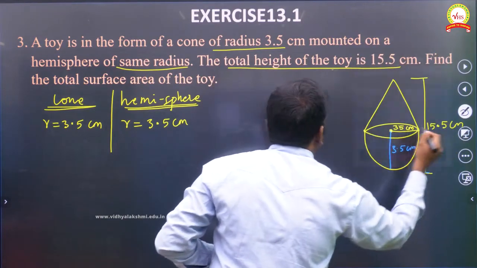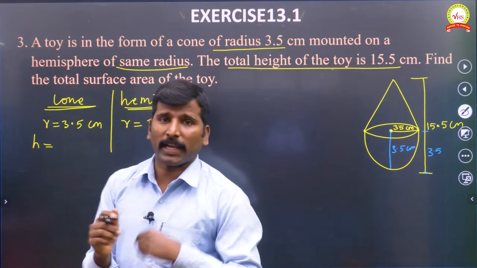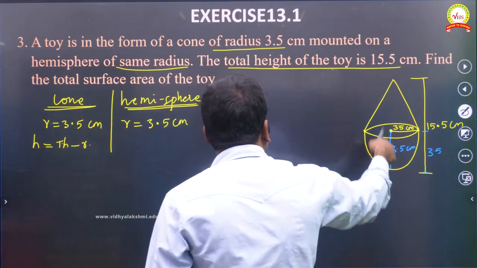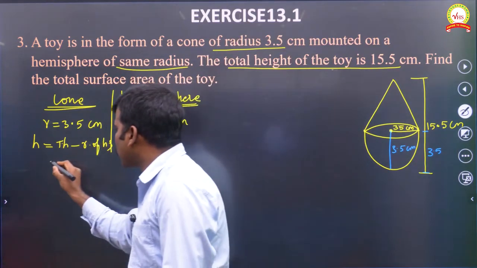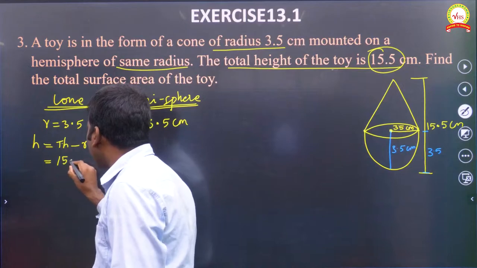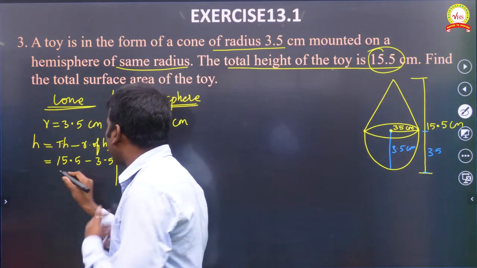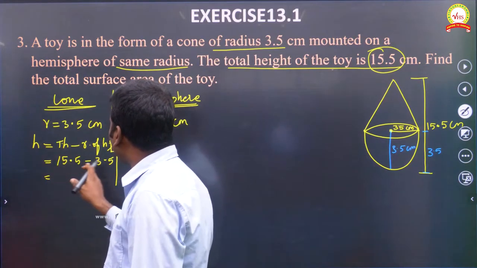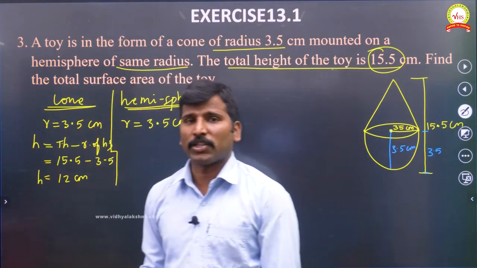So if you need h, the height of the cone, from the total height, total height minus radius of the hemisphere. See children, total height they said clearly 15.5. So 15.5 minus radius, we know very well what that is, 3.5. When we subtract this, 0.5 minus 0.5, and from the 15 you remove this 3, what I am getting is 12 centimeter is the height. H we got for the cone.